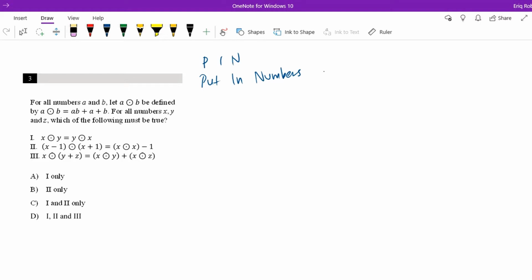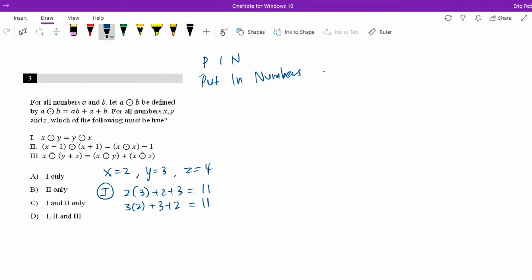Okay, anyway, we will sub in x equals 2, then y equals 3, and z equals 4. Then for the first equation, on the left hand side, it will be 2 times 3 plus 2 plus 3, which is 11. Then on the right hand side, we have 3 times 2 plus 3 plus 2, which is also 11. So, equation 1 is true.